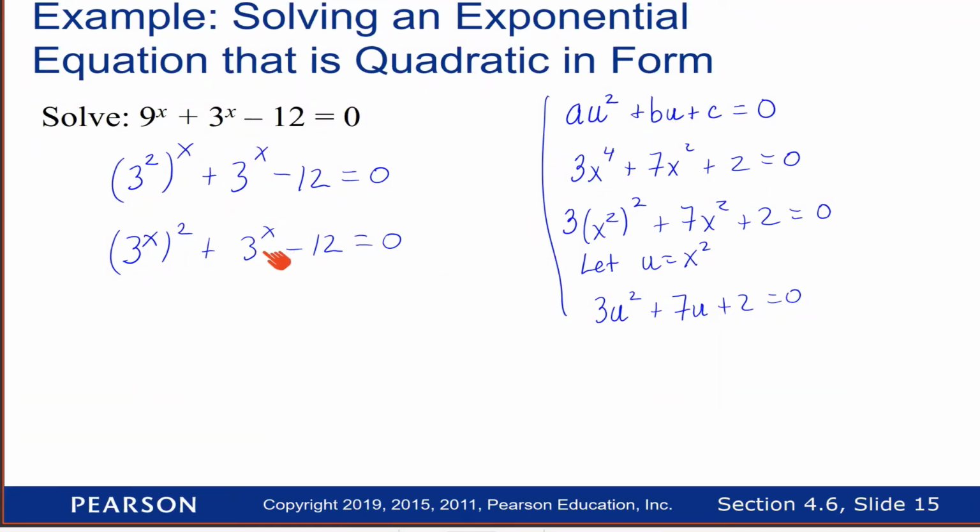And so that is the absolute trick in being able to solve these types of equations, is to rewrite the first term so it uses the middle term's base. 9 is 3 squared. So if you had 16 to the x and then a 4 to the x here, 16 is 4 squared. If you had 25 to the x and a 5 to the x here, you rewrite 25 as 5 squared, etc.